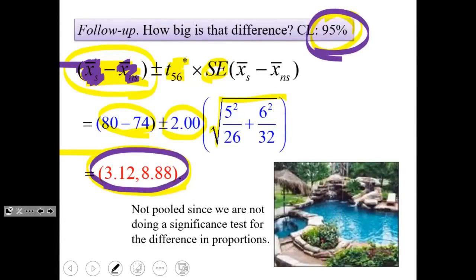Now again, because we're not pooling data, we do not pool here. We're not using the pooled data.